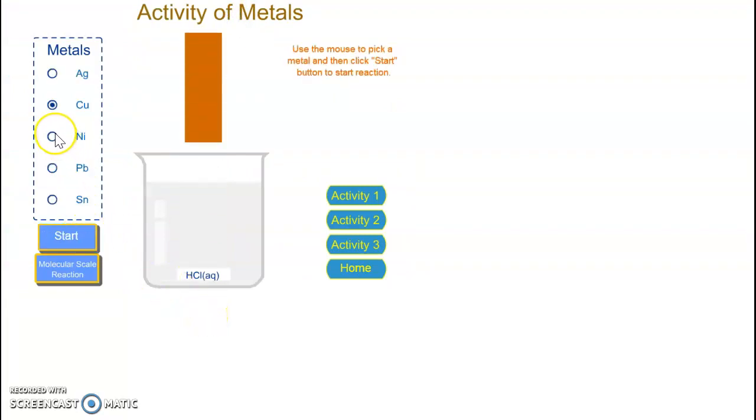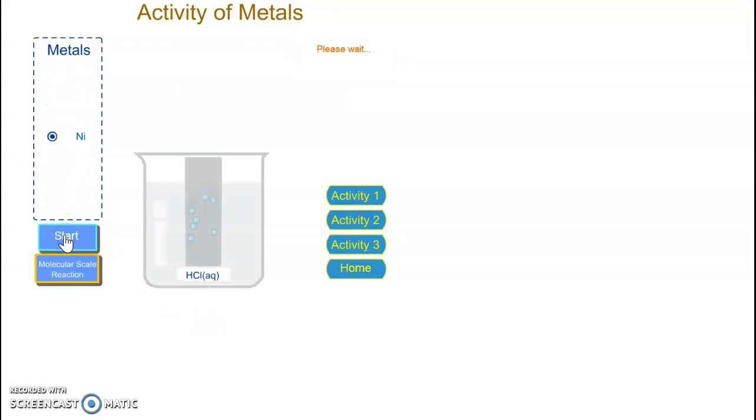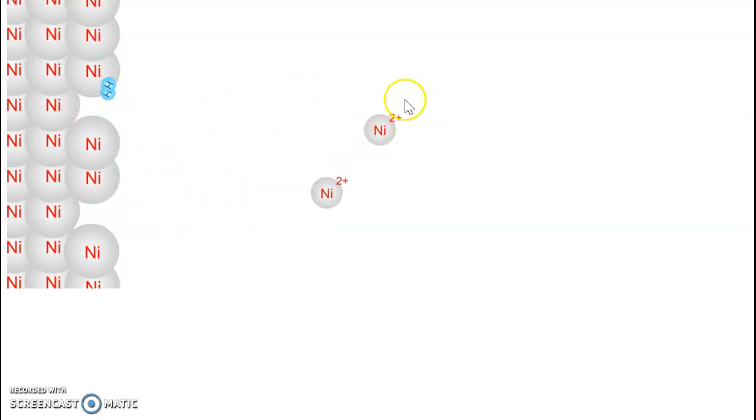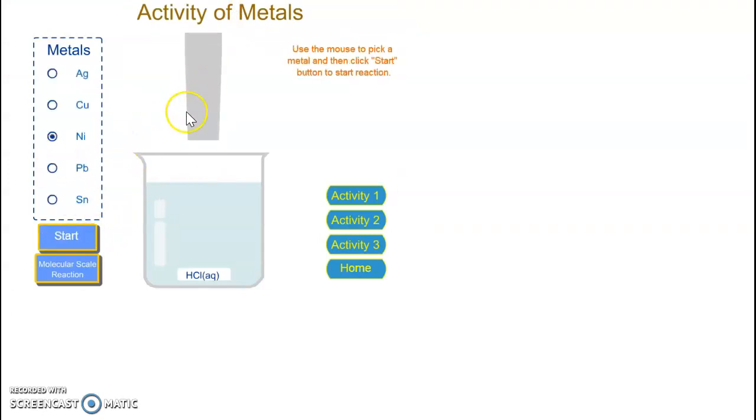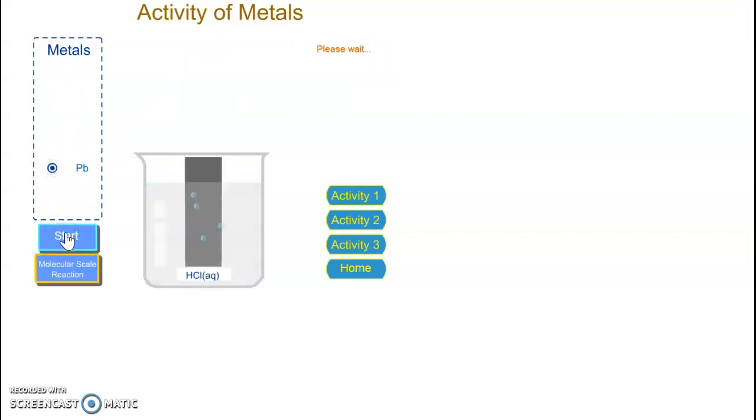All right, let's take a look at nickel. Woo! Bubbles! Look at that! So I would say there's a bit of a reaction. Let's see what's happening on the molecular level. Ooh, those H plus ions are coming and reacting with the nickel, making it dissolve into the solution and pulling it off of the metal there. Okay, let's remove that. Oh, look, you can see it got smaller, which makes sense because it was reacting and those ions were leaving. Let's do lead next.